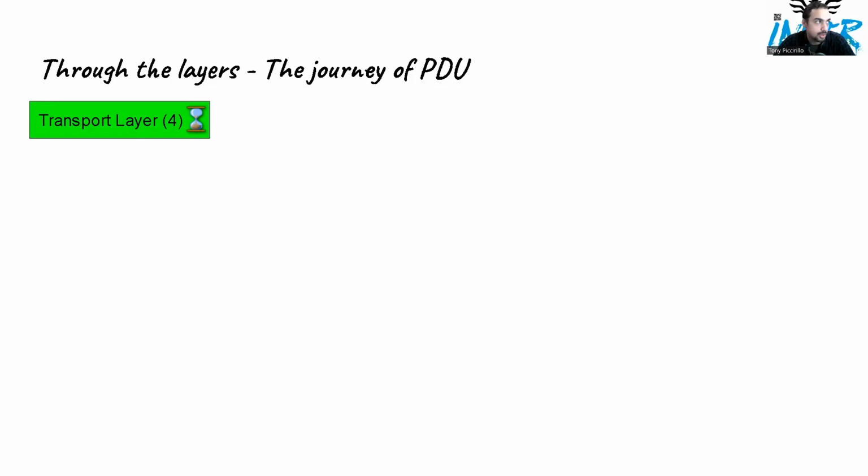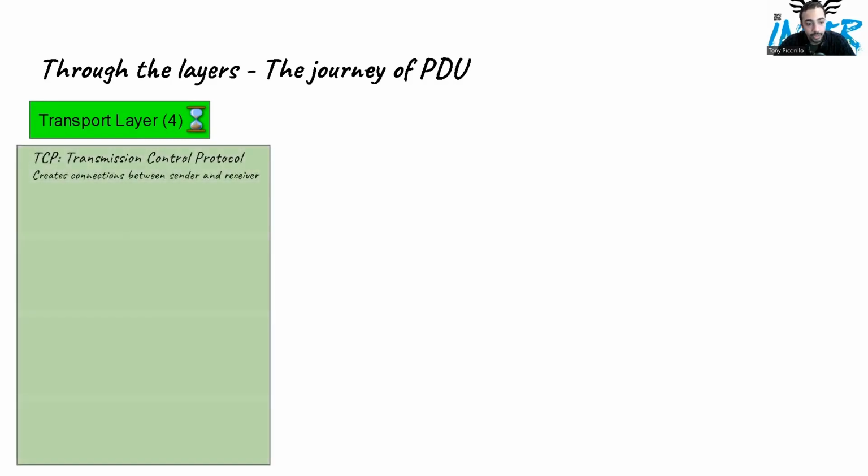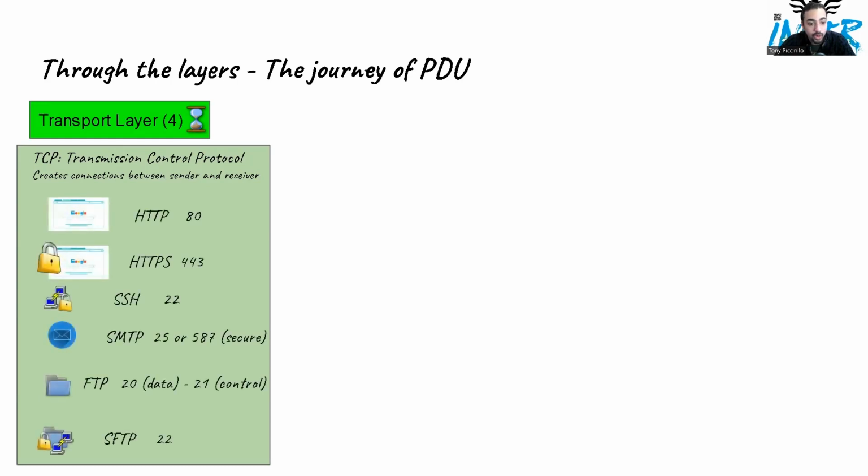Here we have two types of protocols. Let's start with TCP, or Transmission Control Protocol. This protocol requires a connection to be made between two devices. It's more reliable, but is also slower because the two devices need to acknowledge that they received the data. Some protocols that are part of the TCP protocol are HTTP, HTTPS, SSH, SMTP, FTP, and SFTP.